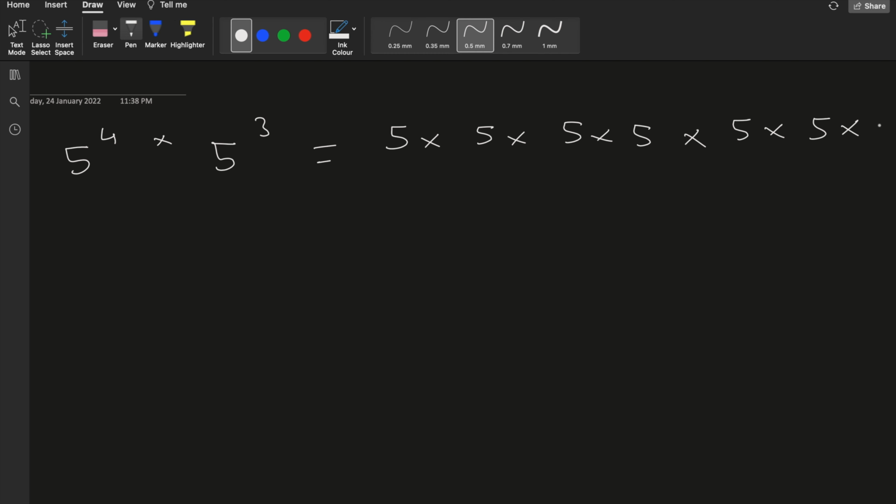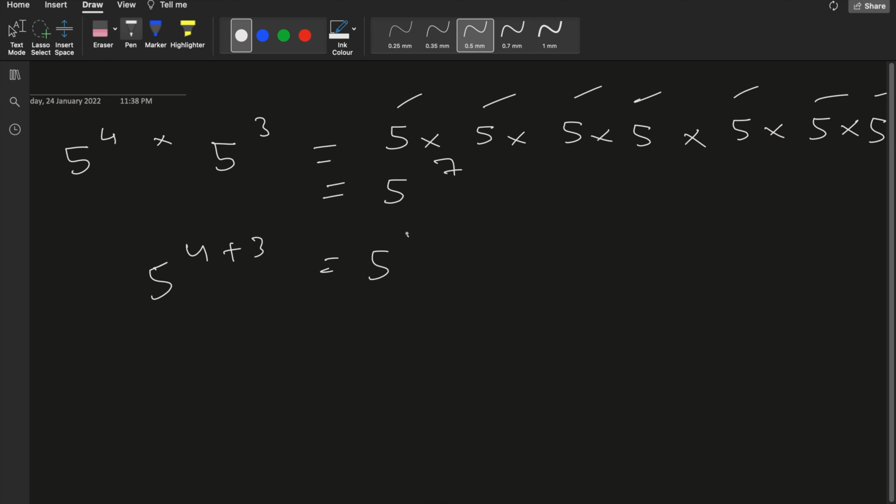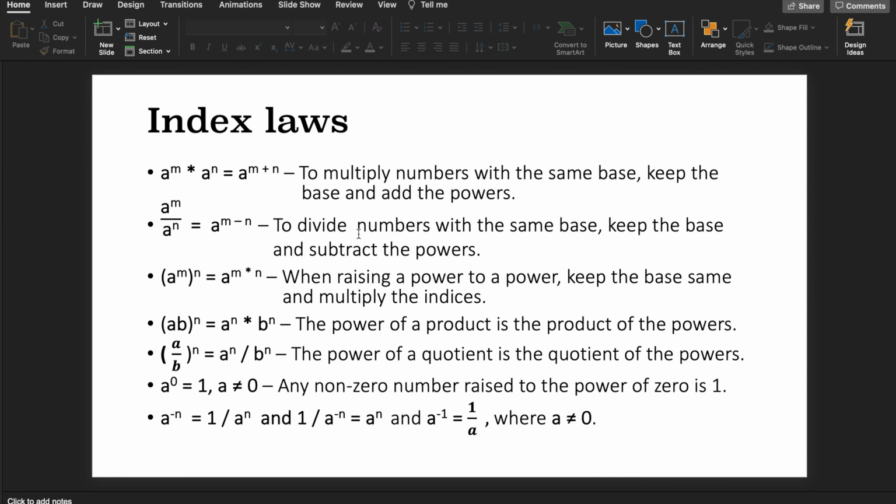So I'll just show you an example. For example, 5 to the power of 4 multiplied by 5 to the power of 3. We know that this is 5 into 5 into 5 into 5 multiplied by 5 multiplied by 5 multiplied by 5. So there is 1, 2, 3, 4, 5, 6, 7. So that would be 5 to the power of 7. This is equivalent to 5 to the power of 4 plus 3, that is 5 to the power of 7. So therefore this is the law.